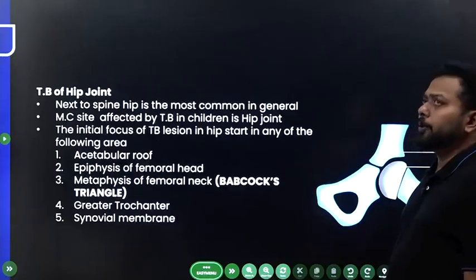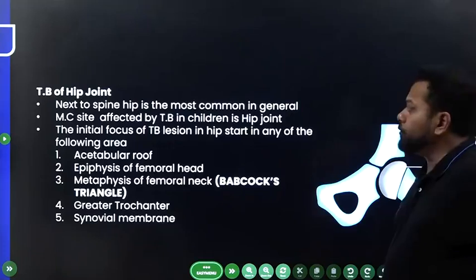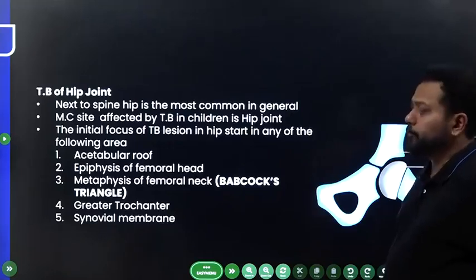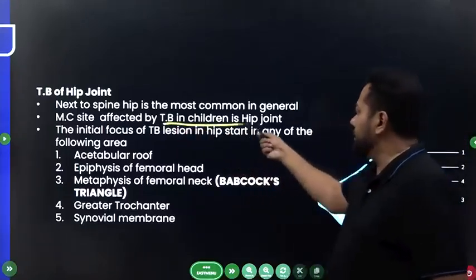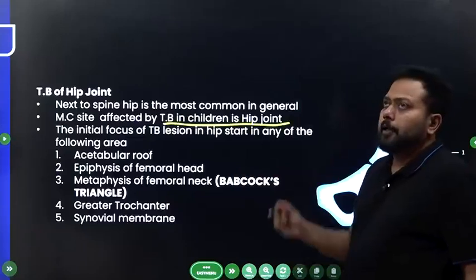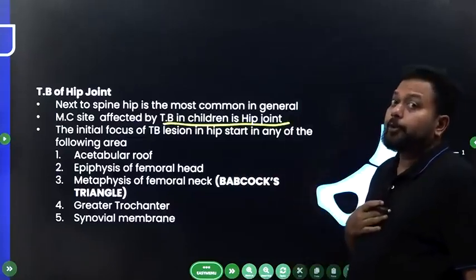Coming to tuberculosis of the hip joint. Next to spine, hip is the most common joint that is involved in general. The most common site of affection in tuberculosis in children is the hip joint. Spinal tuberculosis is common, as I told you, in young adults.